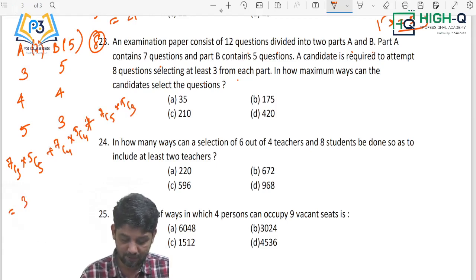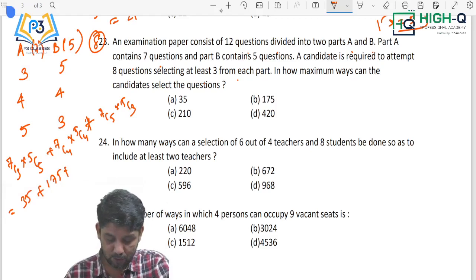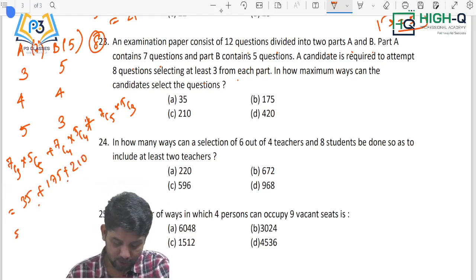7C3 is 35. 35 ones are 35, plus 7C4, again 35, 35 fives are 175. Correct? 7C5 is what? 21. 21 tens are 210. Simplify, you will get it. 175 plus 35 plus 210, 420 I am getting, my dear. That's it.